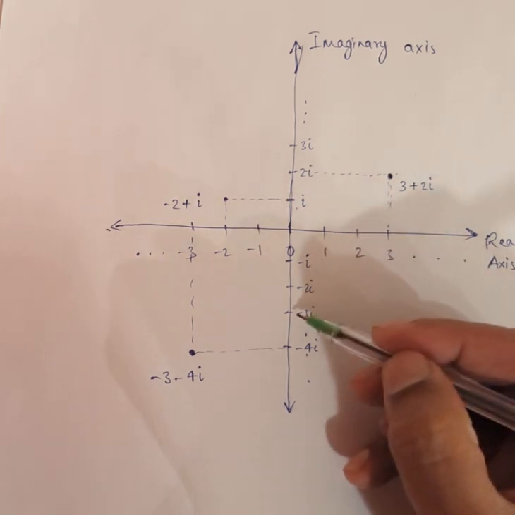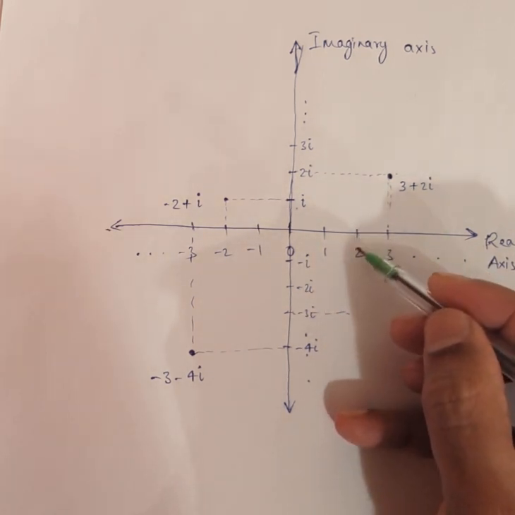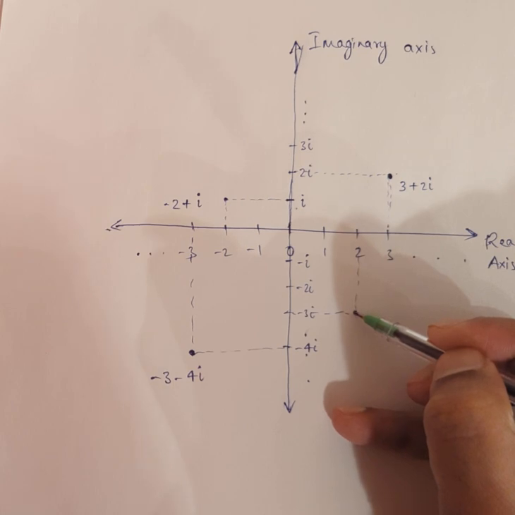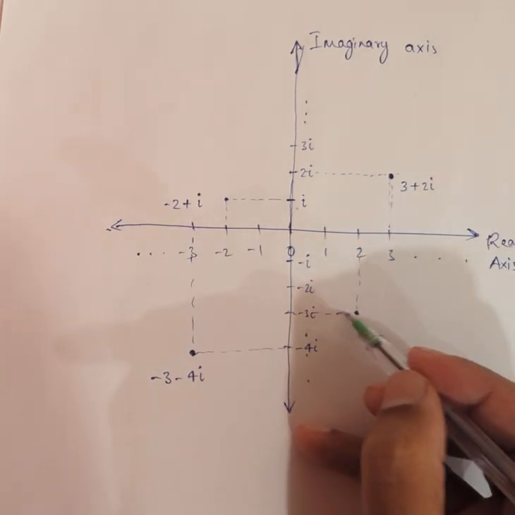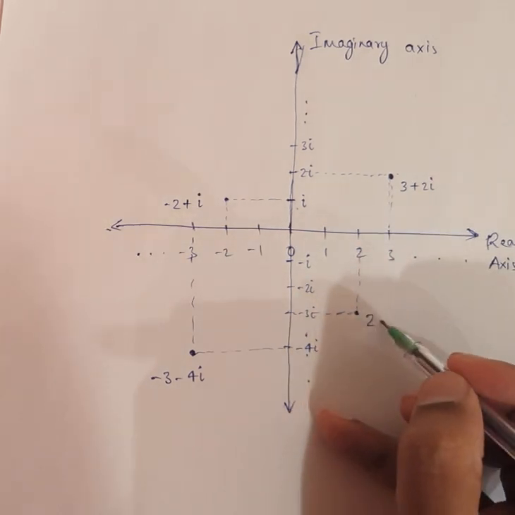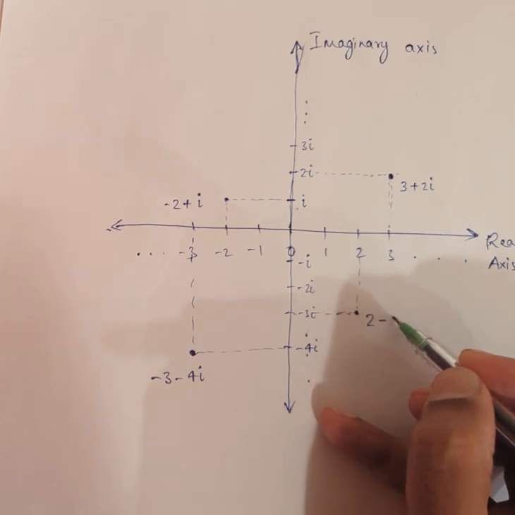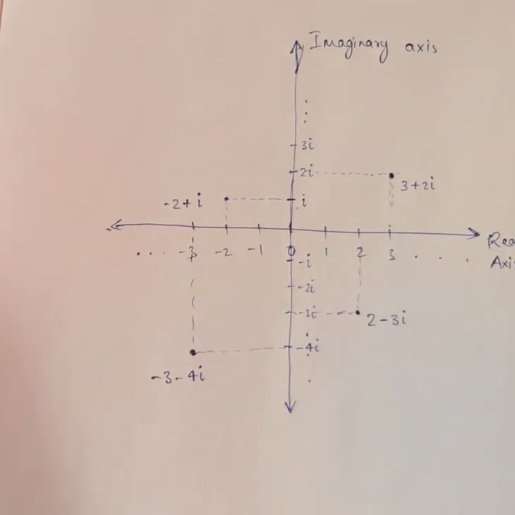And this point here has a real part of 2 and an imaginary part of negative 3. So this number is written as 2 minus 3i.